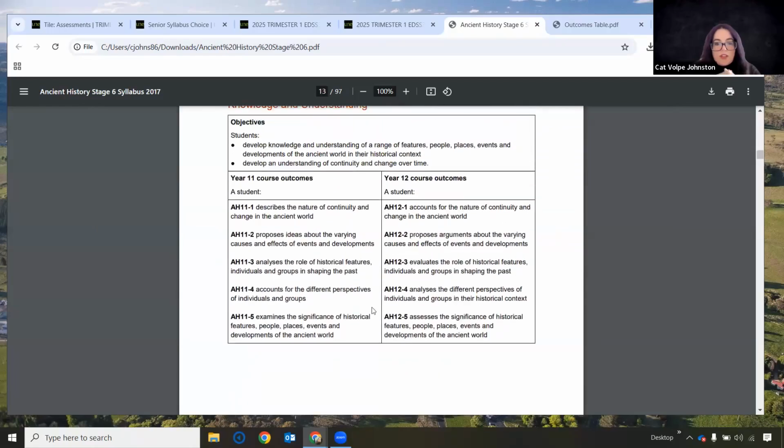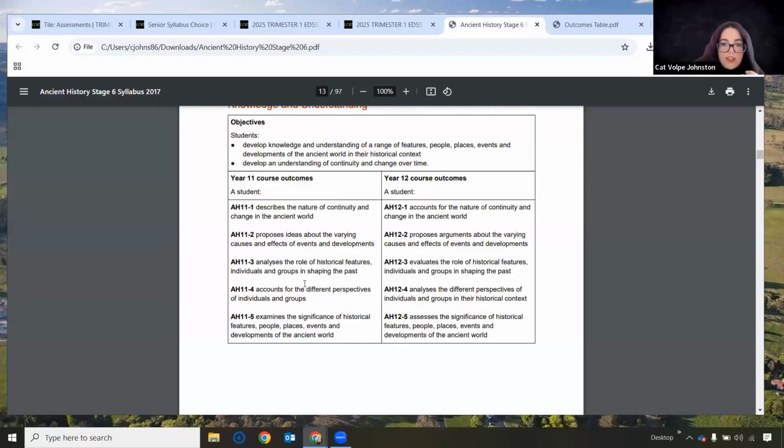Remembering that it's often not much of a difference between the two, but enough that one is year 11 and one is year 12. So for example, 11-5 examines the significance of historical features, people, places, events, and developments of the ancient world. Assesses the significance of historical features.